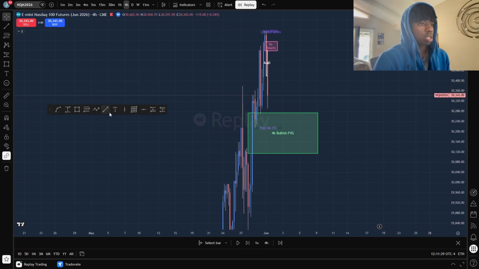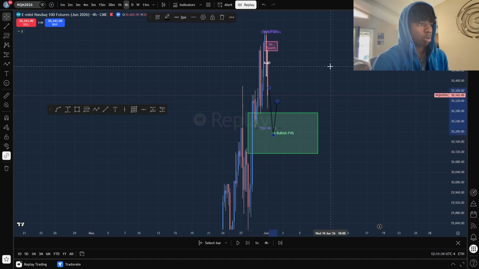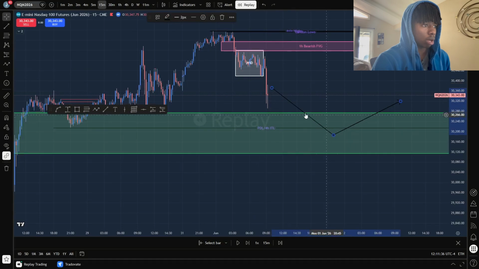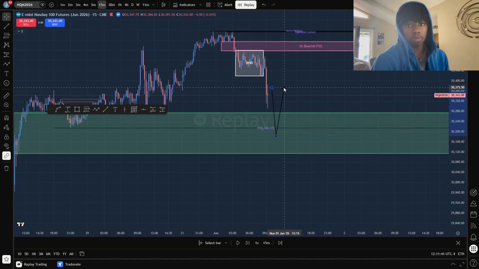I kind of wanted to see this get swept, get some internal manipulation, take a mech model targeting the 15-minute right here. That's what I wanted to see off open. Thought this would be a pretty good play.